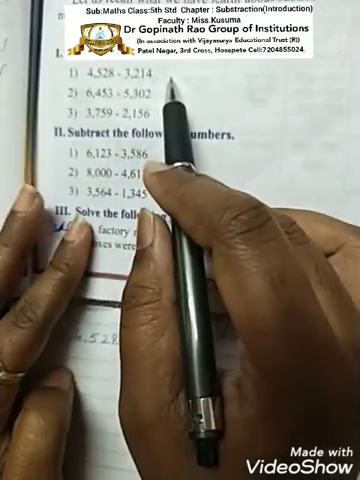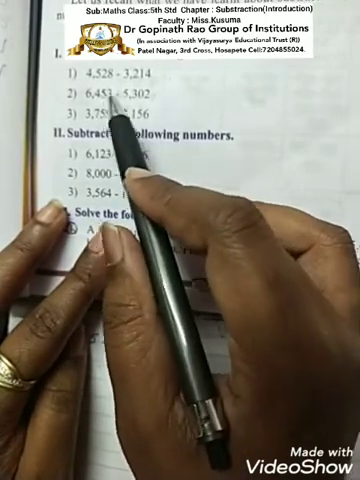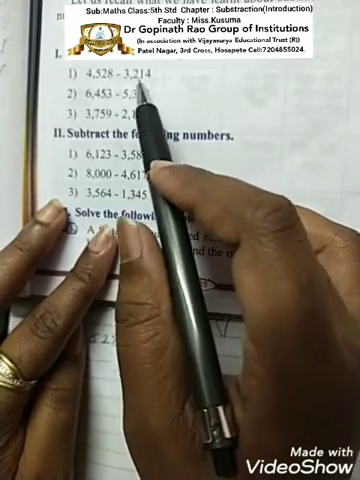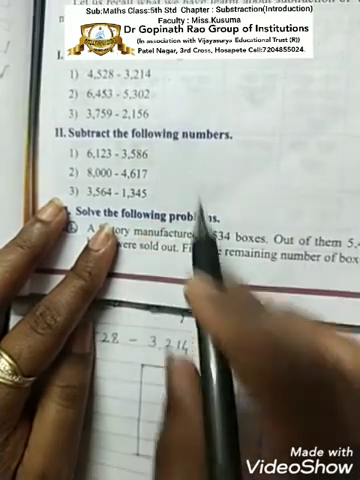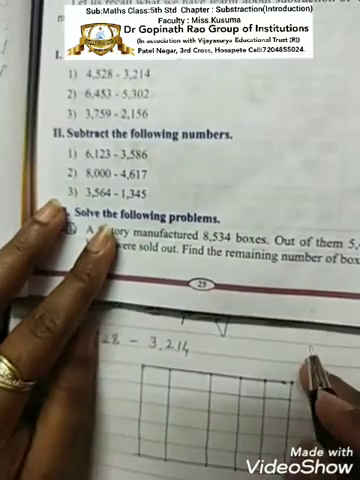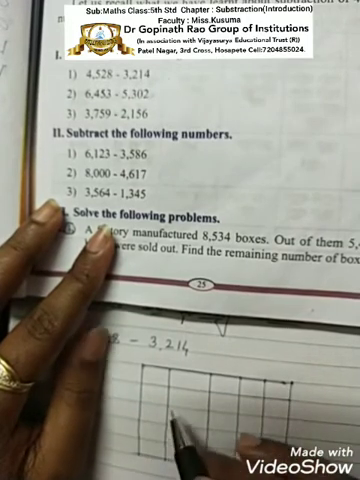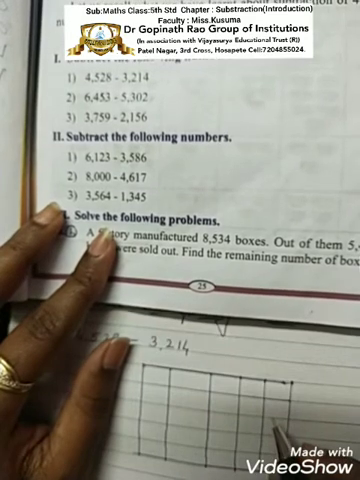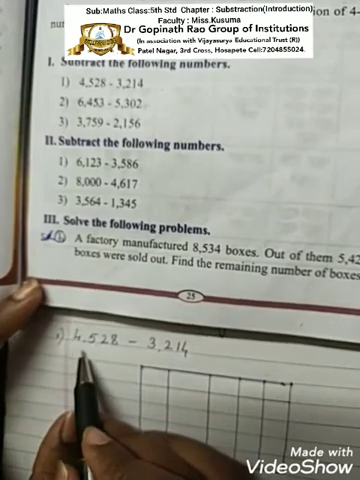Okay, see here in this first Roman number, we'll take the difference of the numbers without taking the borrow. Without taking borrow from each other, we will just subtract the numbers. For that, let us subtract the numbers by putting the values in the place value chart so that you won't get any confusion.